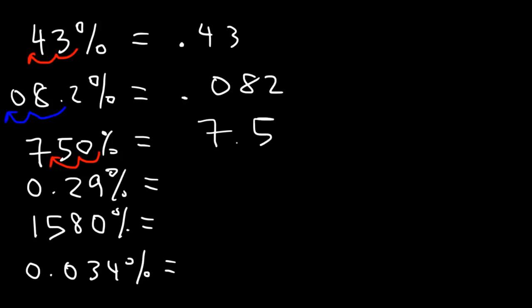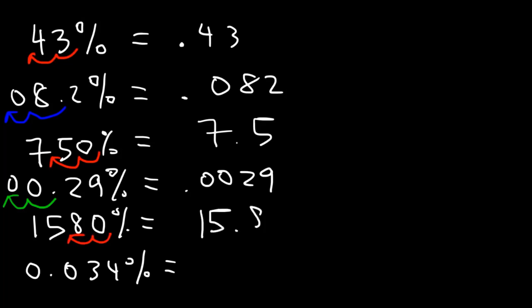Now for 0.29%, there's going to be 2 zeros in front of the 29, so it's 0.0029. For 1580%, the decimal is going to be between the 5 and the 8, so it's 15.8. And for the last one, we're going to add 2 zeros, so there's going to be a total of 3 zeros in front of the 3, so it's 0.00034. So now you know how to convert percentages into decimal values.